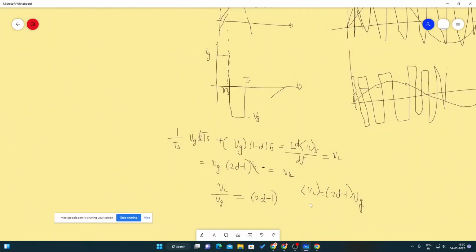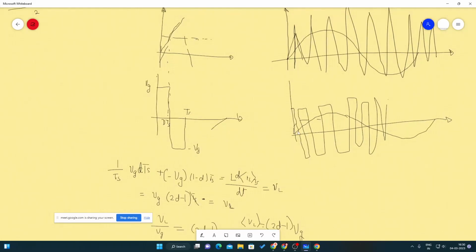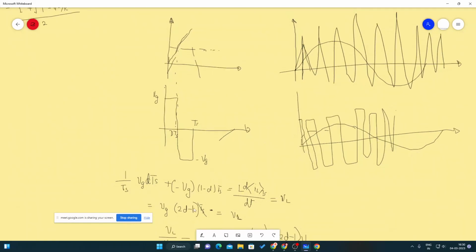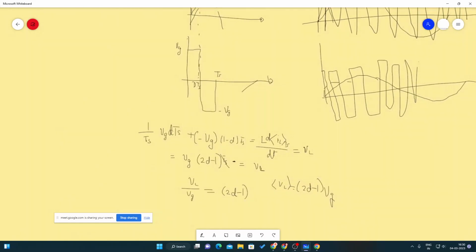Oh, you're saying the average of VL. No, this is not constant. This is constant for one switching. Then it will increase. See, the pulses are thinner, then they become wider, so it keeps on increasing and you will get a sinusoid kind of average. Okay. It is constant only for 1 Ts.